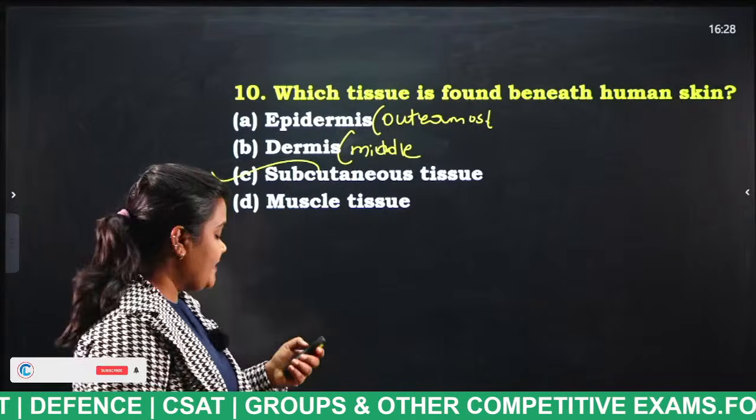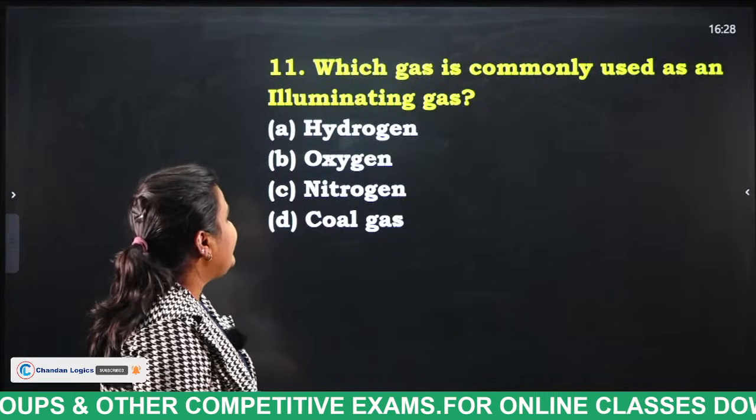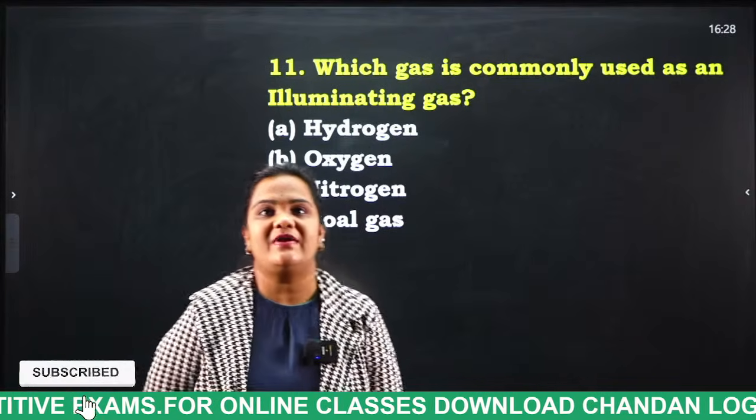Next question. Which gas is commonly used as an illuminating gas: hydrogen, oxygen, nitrogen, or coal gas? So try to tell the answer for this question, students.